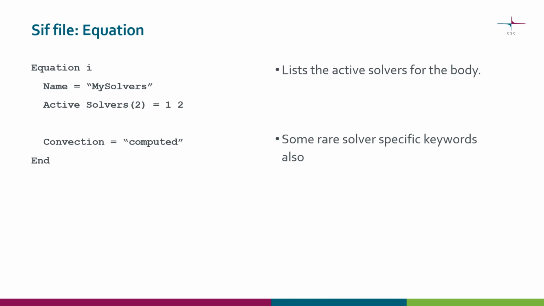Equation section basically says what solvers we want to solve in this equation. And because equation is related to a certain body, this means that we can define in the equation what solvers are valid in each body. Equation can also include some other keywords. For instance, here we have defined the keyword convection, which is read by the heat solver to define whether we want to apply the computed convection in advecting the temperature field.